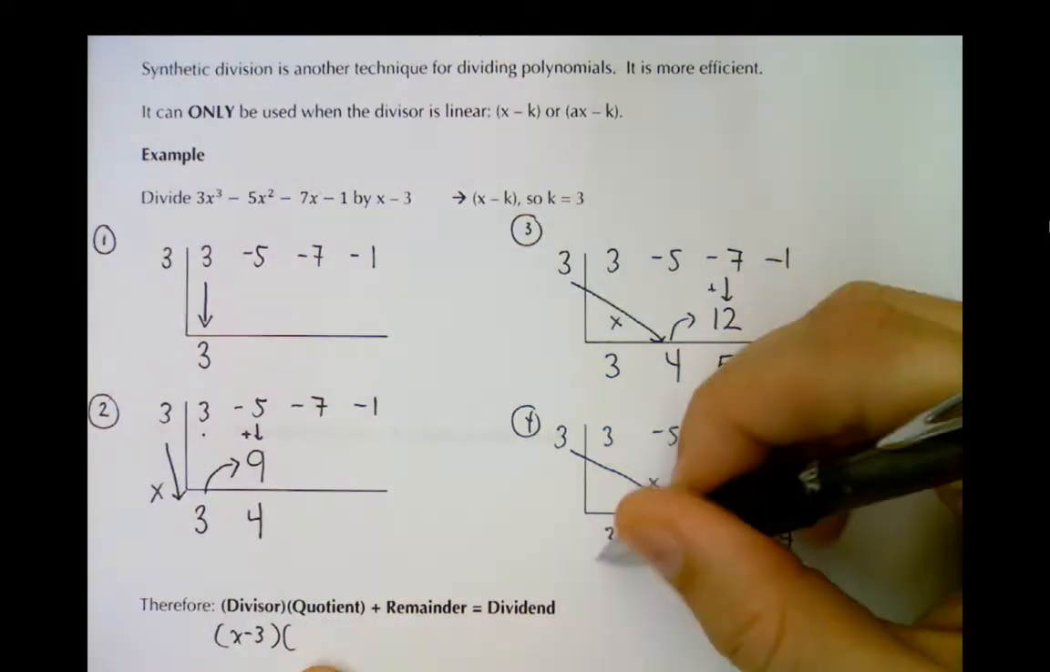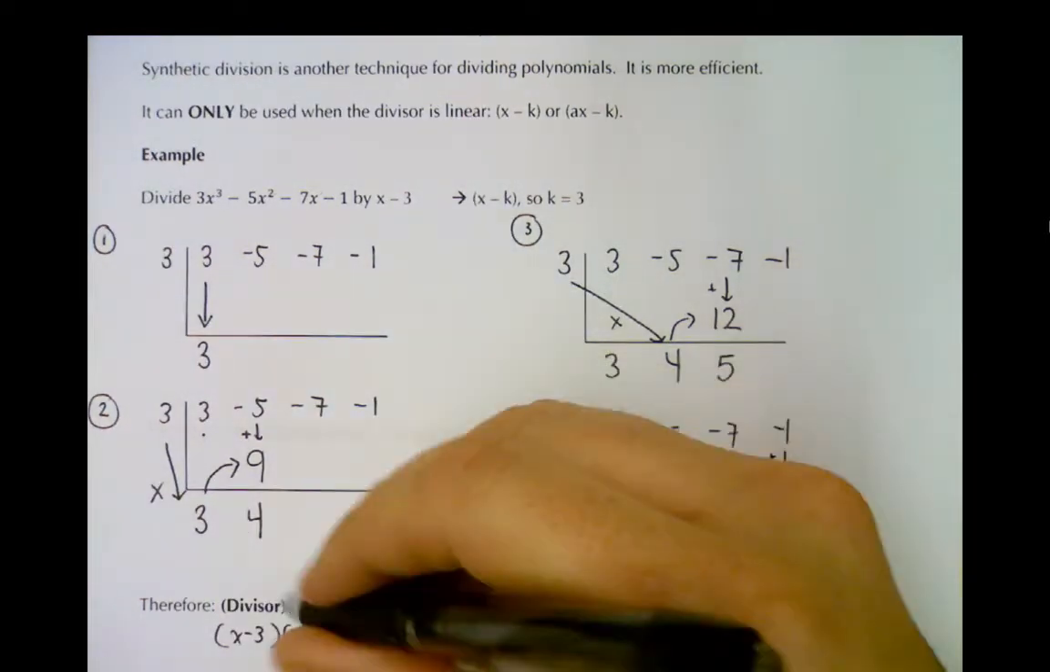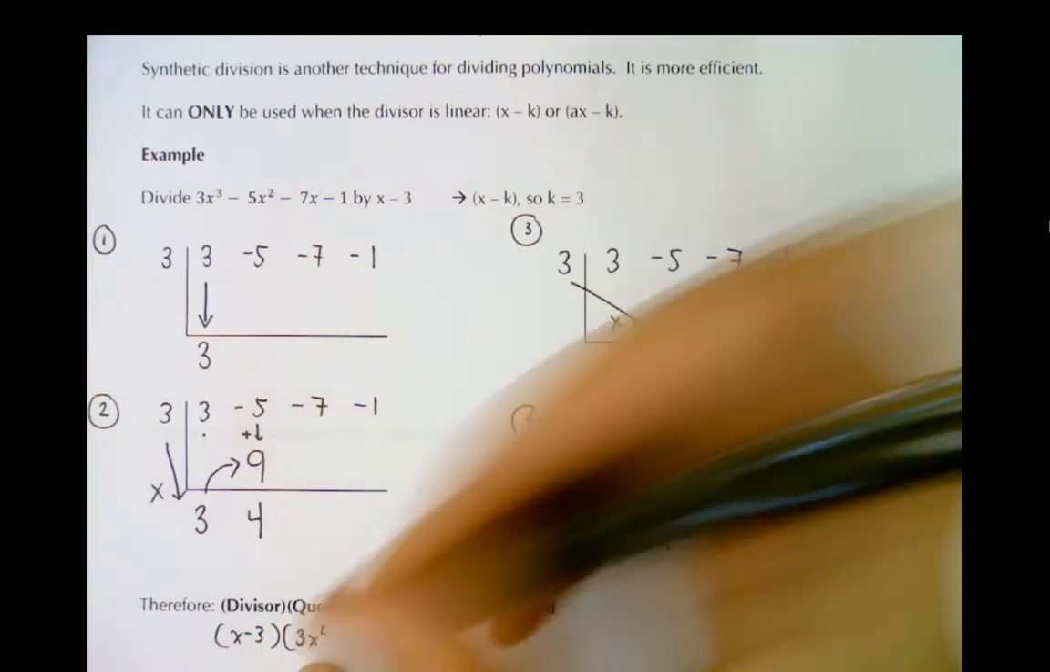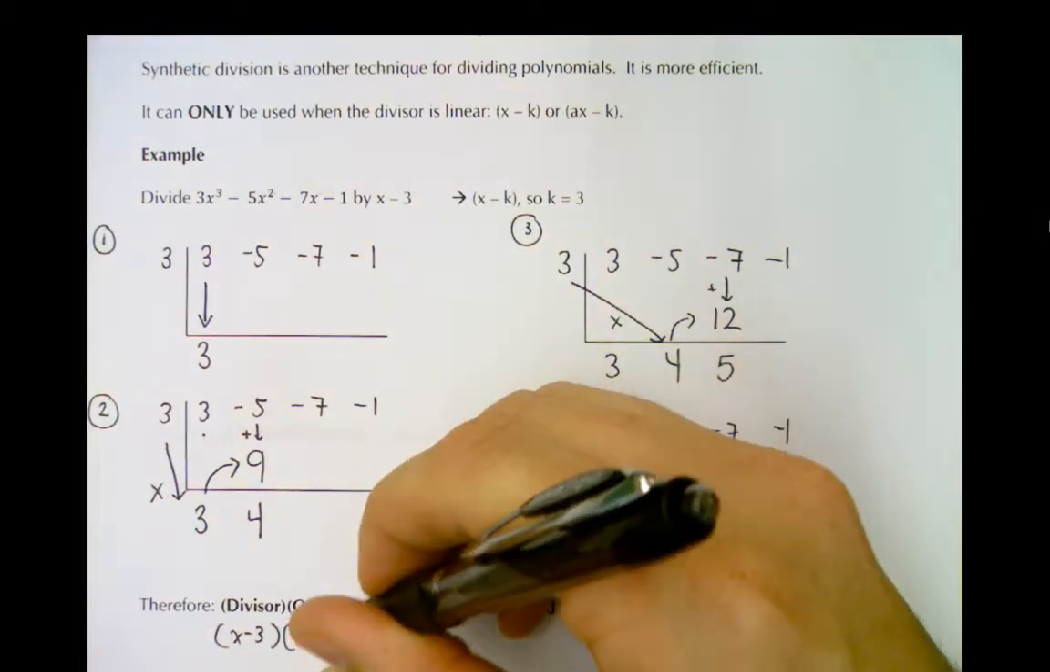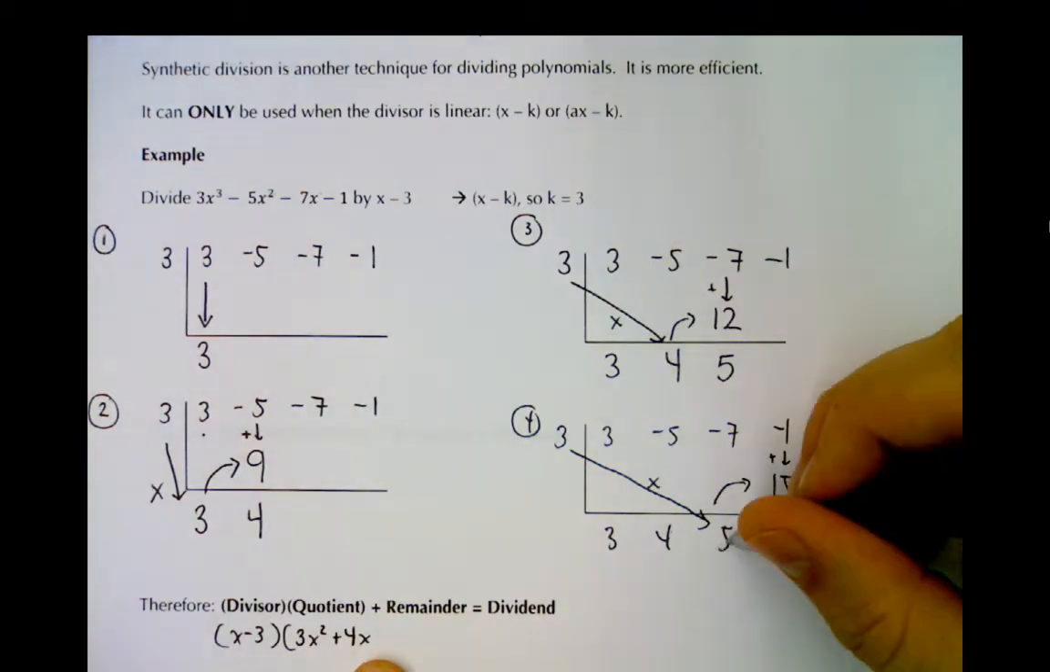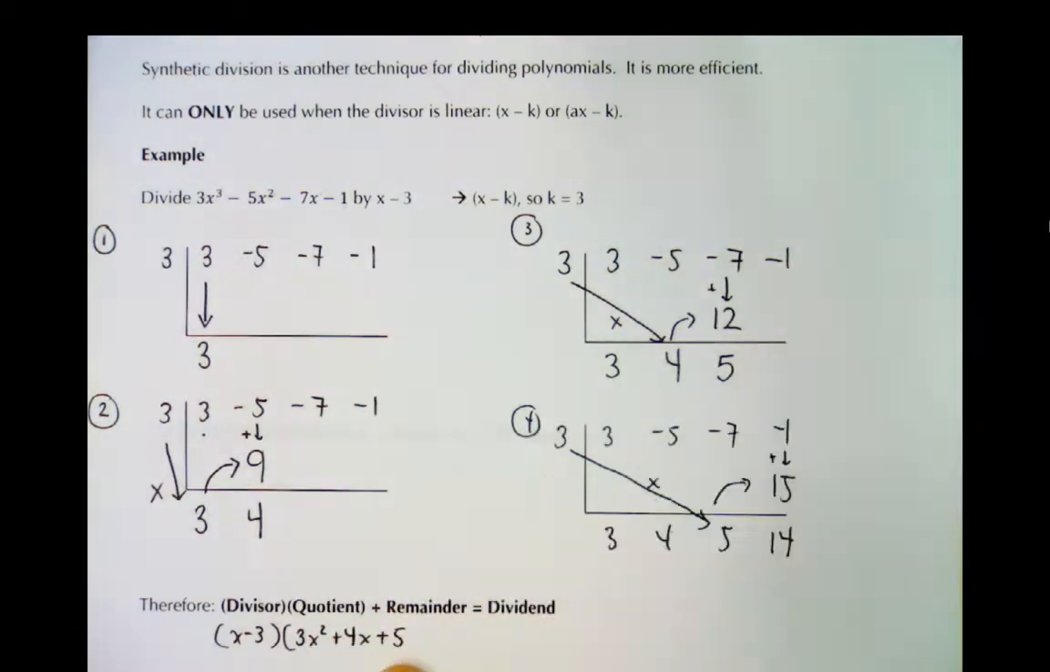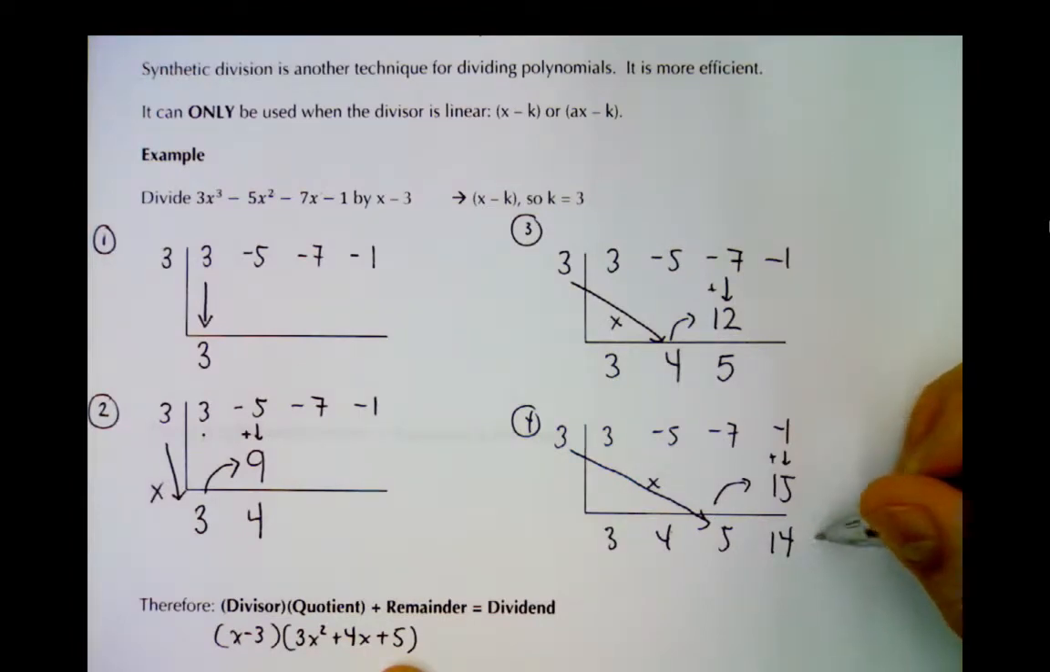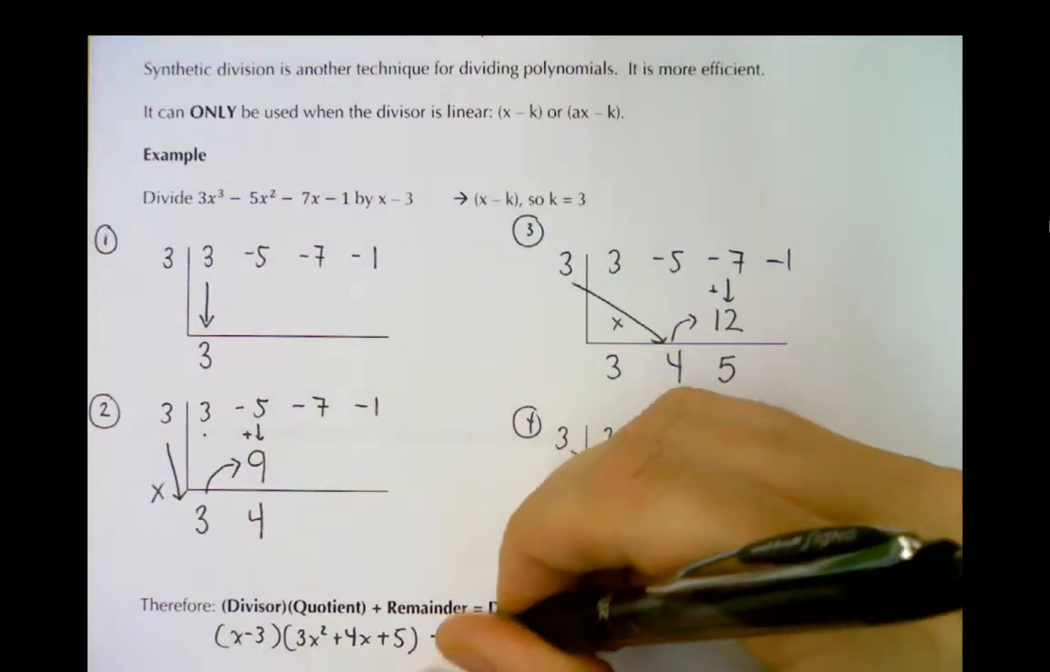So it's going to be 3 is the coefficient on our x squared term, 4 is the coefficient on our x term, and 5 is our constant term. That leaves us with this 14. That 14, that's the remainder.